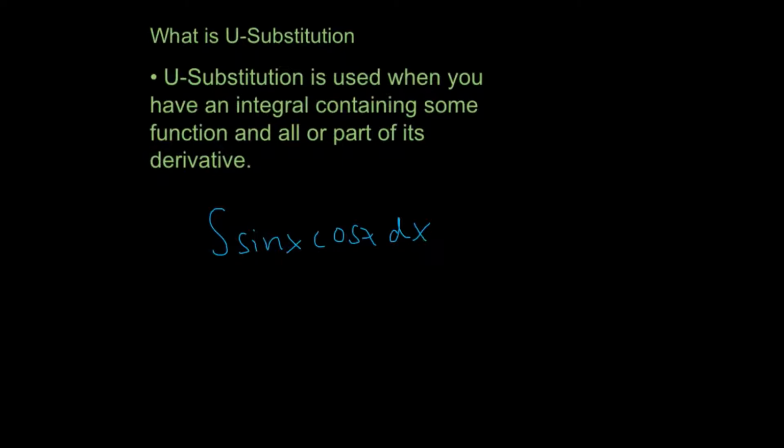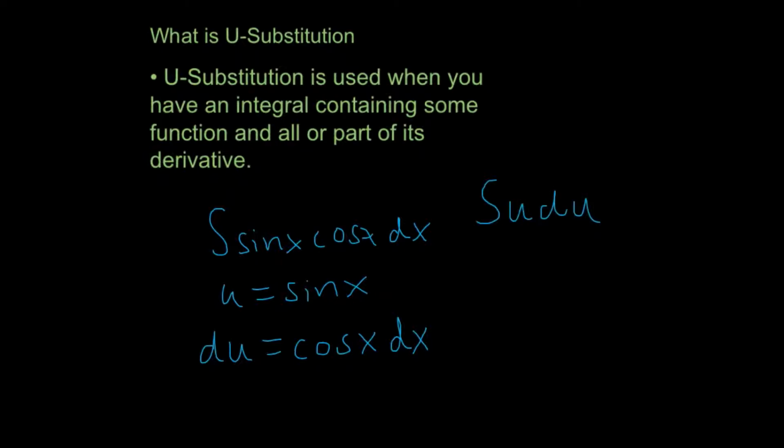Here we can see that cosine x is also the derivative of sine x, and so we can assign sine x as our value of u, and cosine x dx as our value of du. Our integral then becomes u du. Using the power rule, our final answer comes out to be u squared over 2 plus c, or sine squared x over 2 plus c.